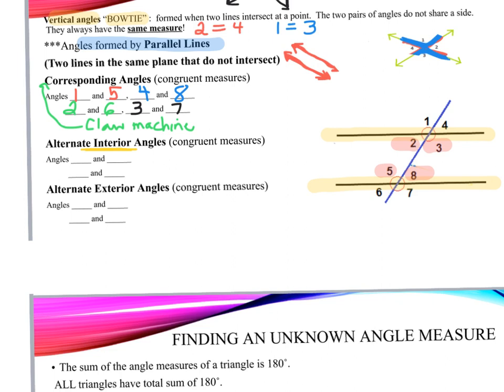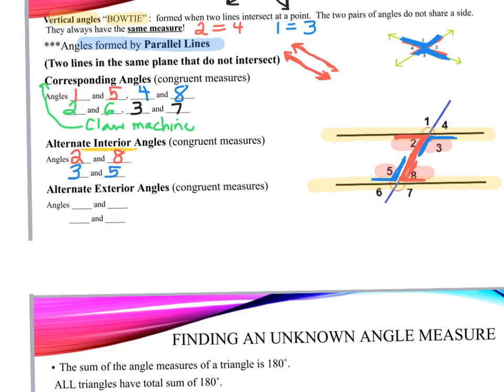Now I want to pick a pair that would be considered alternate interior. So I highlight angle 2. I want to pick one that's the exact same size on the other side, hence the word alternate, on the other side of the transversal. That would be angle 8. You notice I sort of make a Z shape when I do that. So 2 matches with 8. And we can also see that angle 3 would match with angle 5.